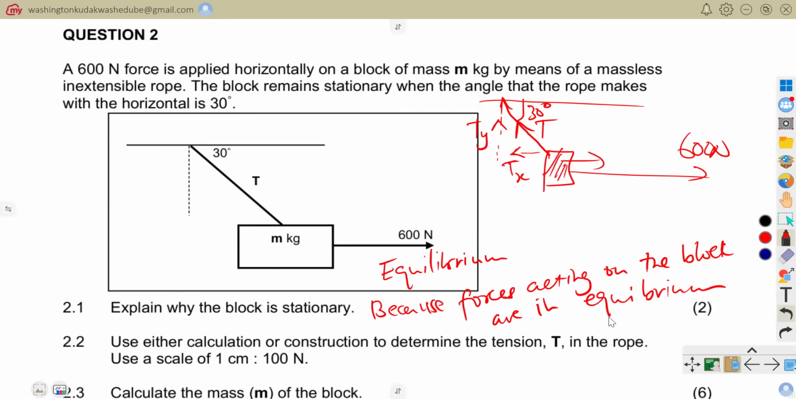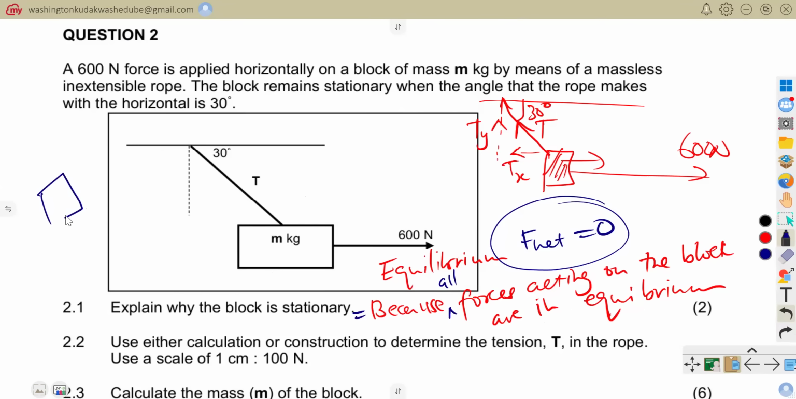The forces that are acting on the block are in equilibrium. Someone can say that the net resultant force is equal to zero. The net resultant force acting on the block is equal to zero. This simply means that all the forces acting on the block are in equilibrium. That's why this block is not moving.